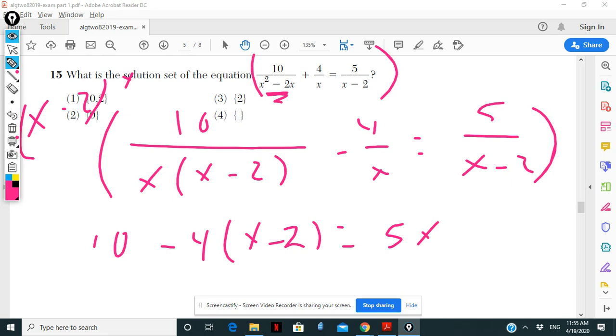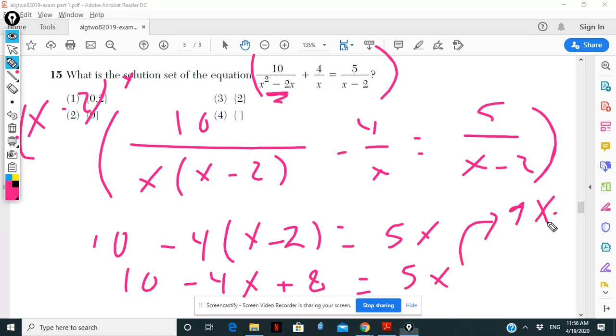Okay, now 10 minus 4x plus 8 equal to 5x, and from that, 9x equal to 18, x equal to 2. It doesn't mean that because I get the 2, I have an answer. I have to check backwards.